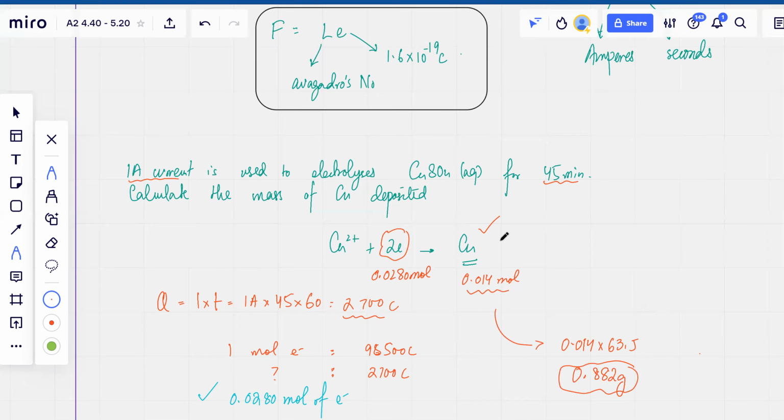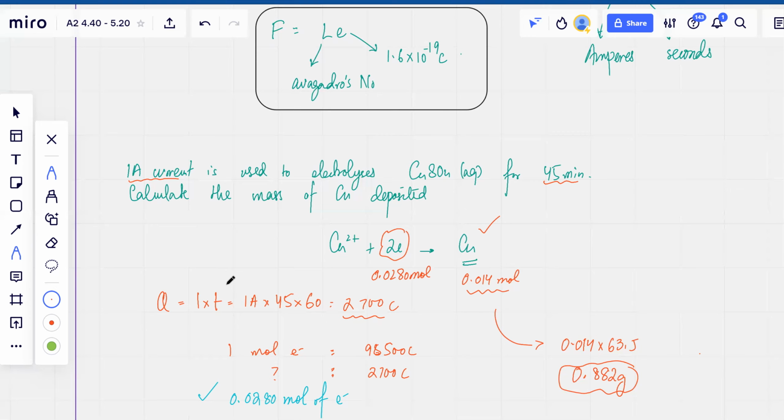Yes, sir. So now most of the questions are going to be very similar to this one. It could be done in the reverse as well. They might give you the mass, so you can find the moles, and from that you can find the moles of electrons. If you find the moles of electrons, you can figure out the charge that's passing through the circuit. And if they've given you current and they're asking for the time, you can calculate that. So most questions would be as straightforward as this.